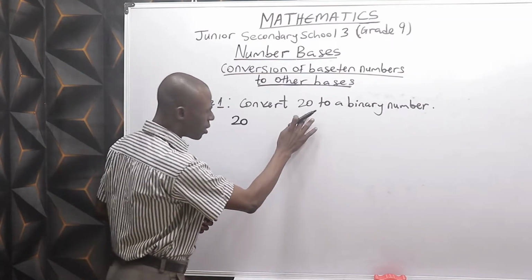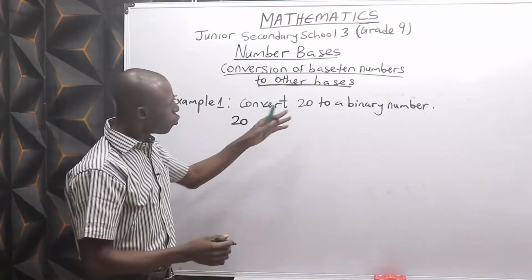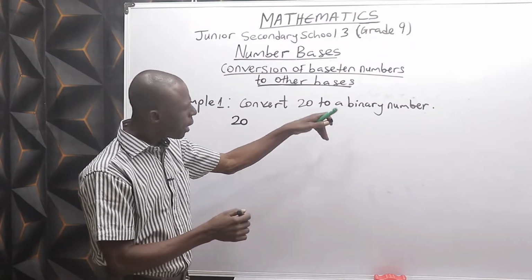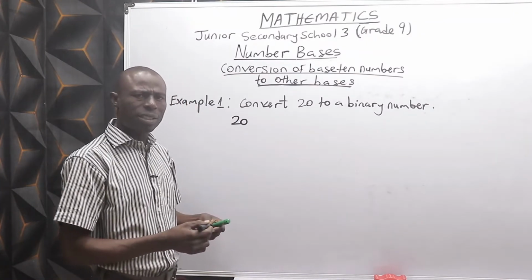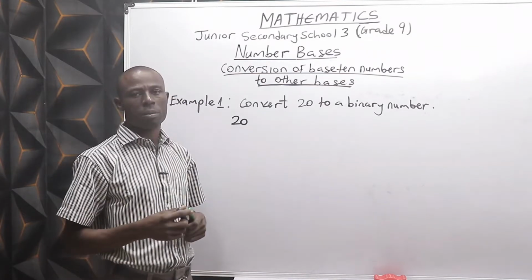Now, convert 20 to a binary number. That is, 20 that is in base 10, convert it to a binary number. That is, a number that is in base 2 is what we call a binary number.